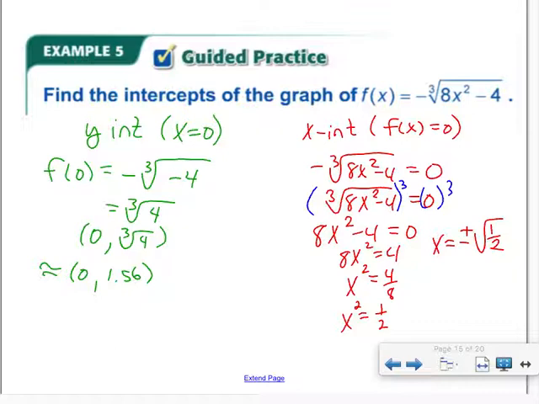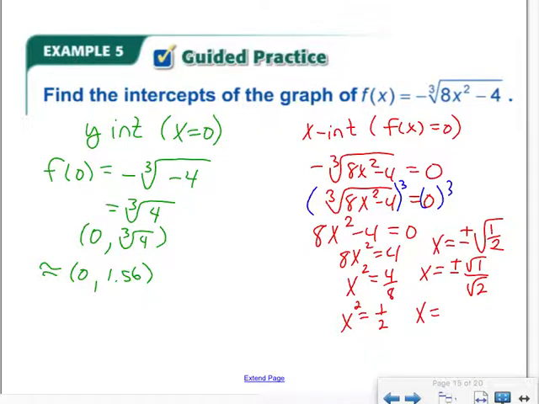Now, it is customary to not leave radicals in a denominator, and technically we would have this, because that's plus or minus the square root of 1 over the square root of 2, which is plus or minus 1 over radical 2. So we don't want to leave that square root of 2 down in the bottom. We would technically want to rationalize it. So we would want to multiply by the matching radical on top and bottom. And so we get x equals plus or minus the square root of 2 over 2.